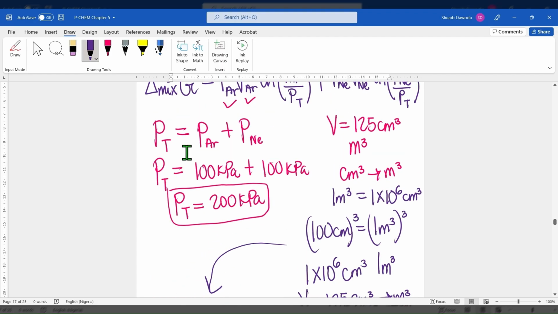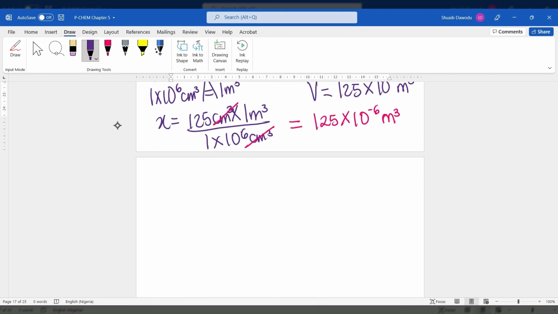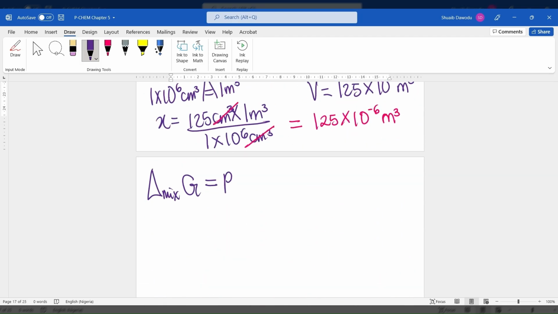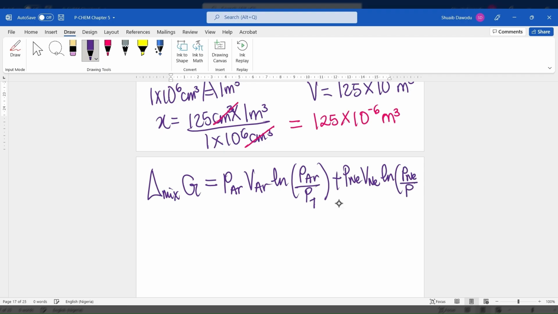So the change in Gibbs energy of mixing is simply equal to, now we can substitute, P sub Ar multiplied by V sub Ar ln P sub Ar divided by P sub T, plus P sub Ne multiplied by V sub Ne ln P sub Ne divided by P sub T. So that is it, it gives the energy of mixing.